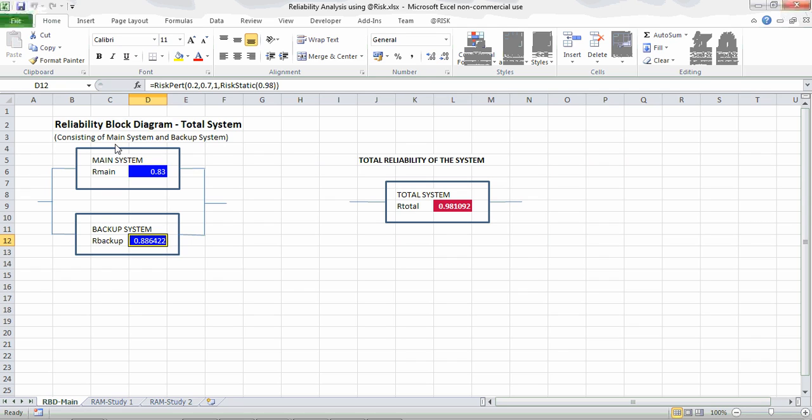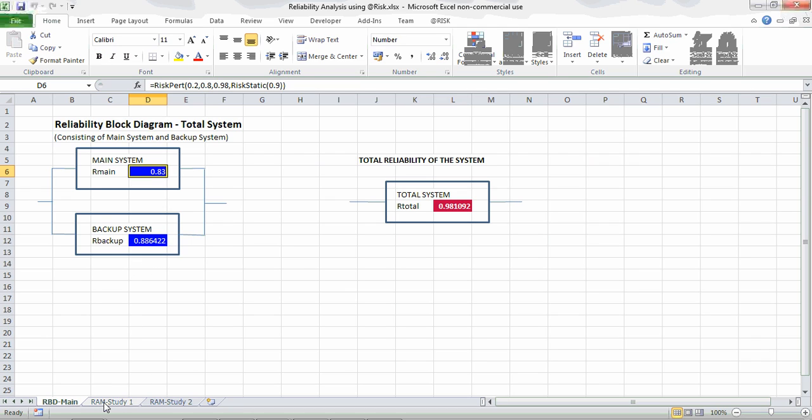Now they are parallel, meaning this one is in operation, and when this fails the backup system comes into operation. The total reliability of the system is calculated using this formula. Now we're going to study what is inside this main system, which determines the reliability of the system.